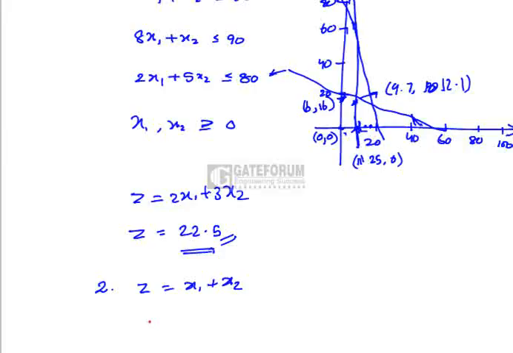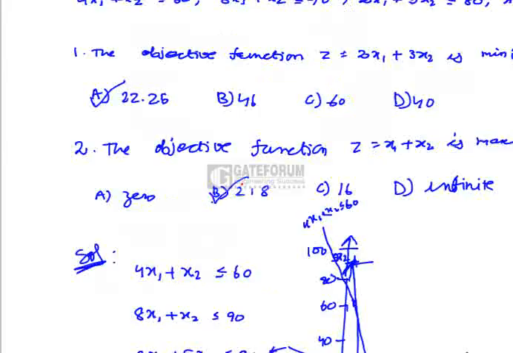Here we get a value of 21.8, which is the minimum. So here the right answer is 21.8, and in the options the correct option is B. B is the right answer.